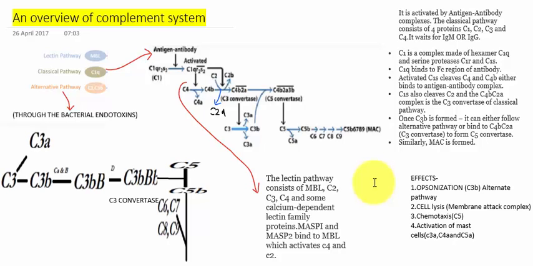Then the next point is chemotaxis that occurs due to C5, and the fourth point is the activation of the mast cells. We have already discussed mast cells in the type 1 hypersensitivity reaction. So C3a, C4a and C5a are mainly helpful to activate the mast cells. So this is an overview of the complement system.